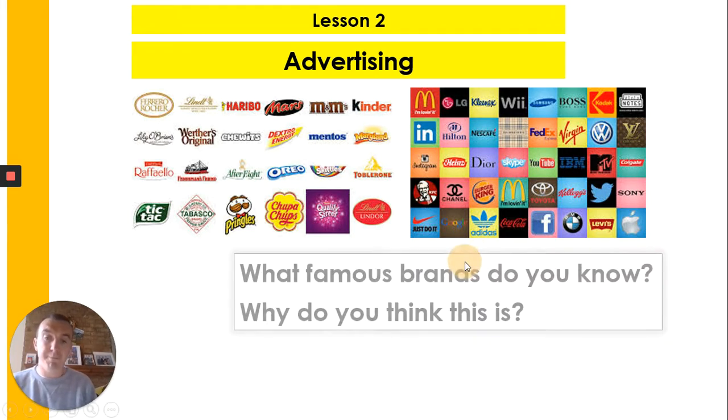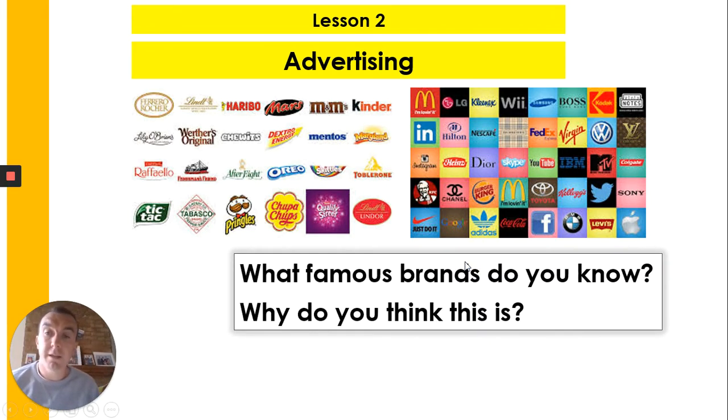Right, this term, as I said in a previous lesson, half our lessons are going to be poetry, half our lessons are going to be on creating a product, creating an advert. It says there, what famous brands do you know? On that screen, I'm sure you recognise nearly all of those brands. They're really, really famous. And even just looking at their logo, you can tell what it is.